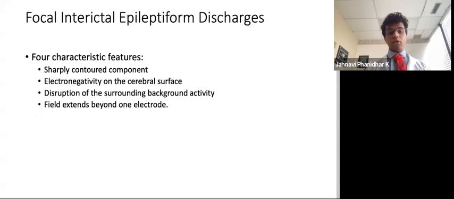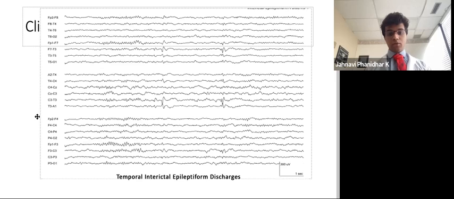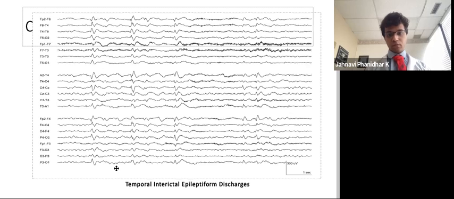The field extends beyond one electrode. We can see here that there are 2 temporal lobe IEDs placed around the T3 region here, and there are focal discharges showing a prominent spike component and a higher amplitude when compared to the background activity. These are the temporal interictal epileptiform discharges.